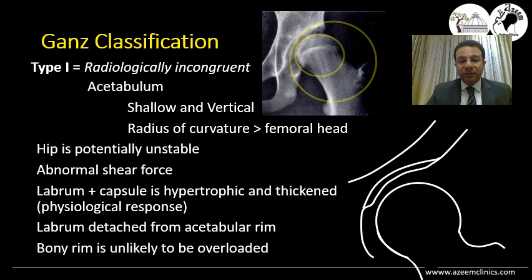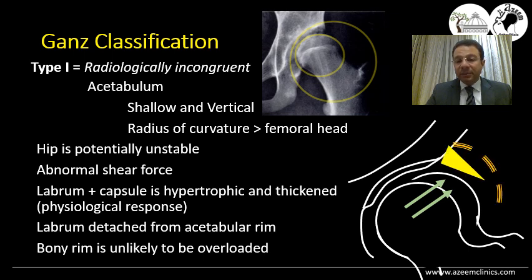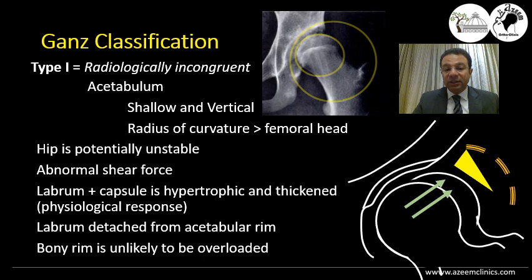the femoral head. Here the hip is potentially unstable because the acetabulum is vertical, and there is an abnormal shear force that usually forces the hip to subluxe, or forces the femoral head to subluxe outwards, pushing the labrum and the capsule to the outside, leading to its tear and detachment later on.